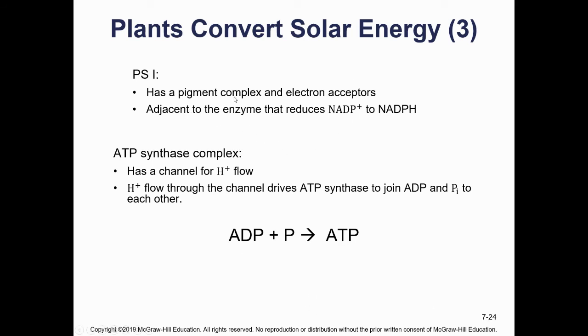Photosystem 1, same thing, pigment complex, electron acceptors, and it's adjacent to the enzyme that reduces. All chemical reactions in cells have an enzyme that speeds them up, so we have an enzyme that helps this happen at photosystem 1, that helps my taxicab pick up the hydrogen.